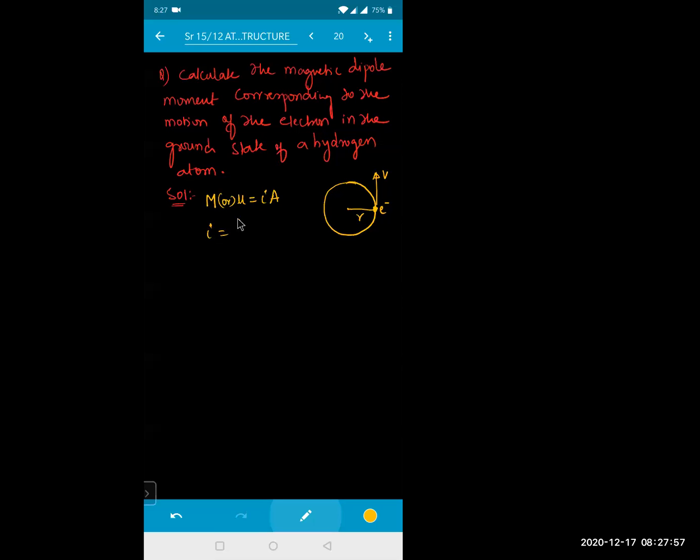So how do you calculate the current? I is equal to Q by time period T. That is equal to Q into 2 pi R divided by V, that is E into V by 2 pi R. Area of this coil will be equal to pi R square. So magnetic moment will be E into V divided by 2 pi R into area, pi R square. This R cancels, this pi cancels. So it is EVR divided by 2. Velocity of nth orbit is how much?